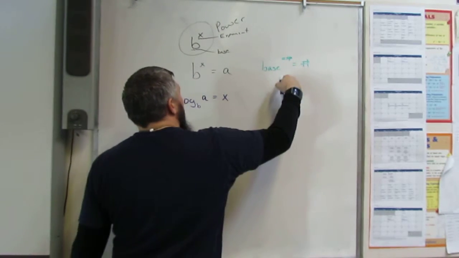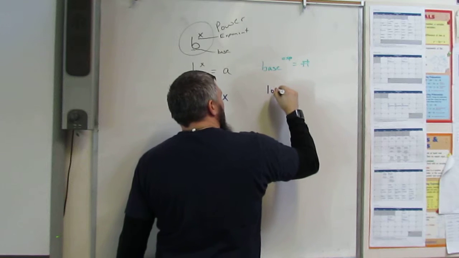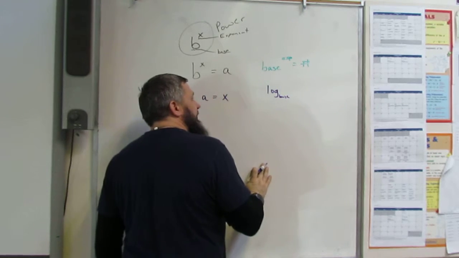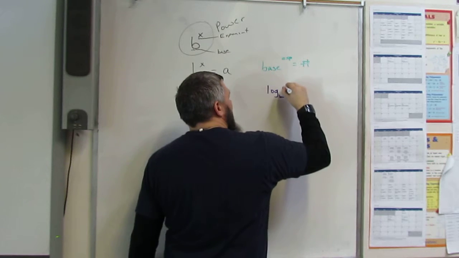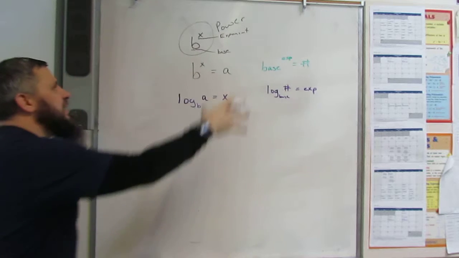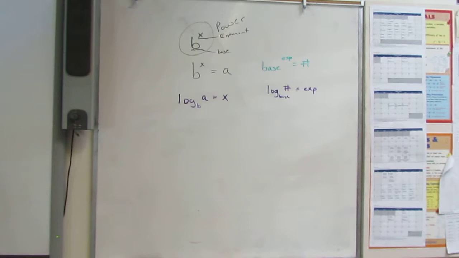This is the same thing. If I take the log with the base, right, of a number, it equals the exponent. That's it. That's all I'm saying. That's a logarithm. That's all we're going to do. Okay? Let's show you an example.